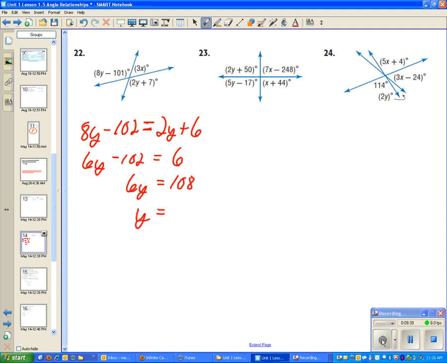I got 1 vote for 18. Any other votes? 18 it is. All right. Now we've got y. We need x. Okay. Maybe the vertical angles thing will work again.